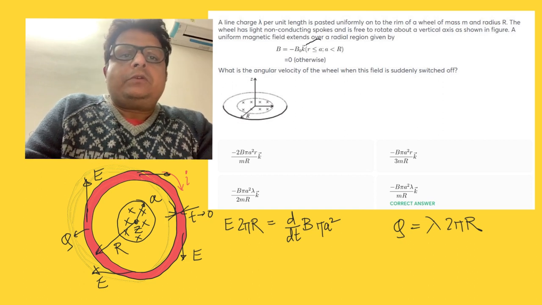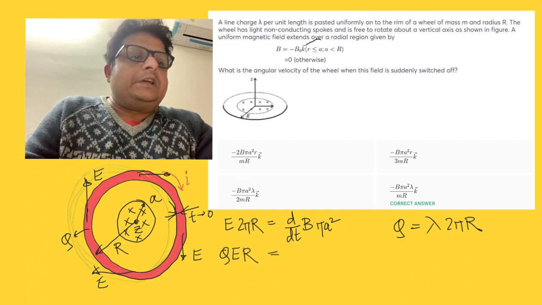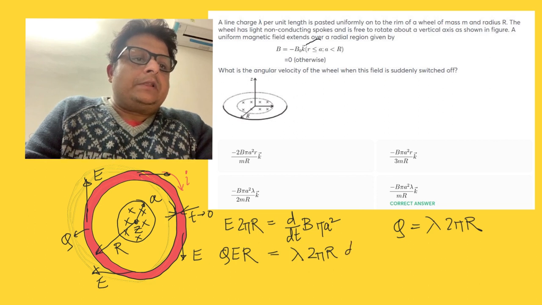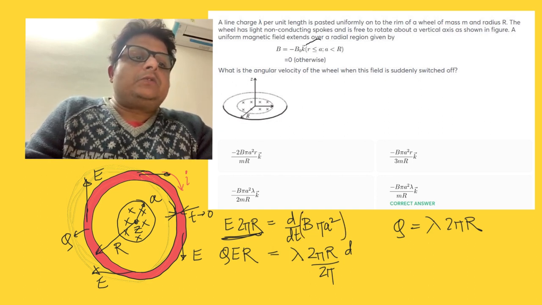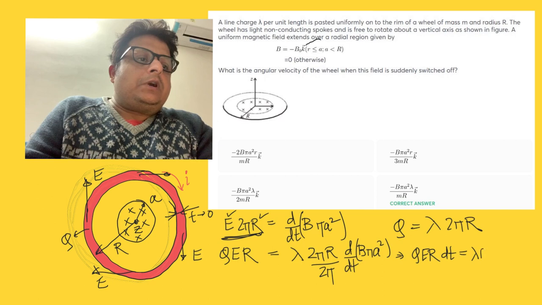So you got this E. Now what will be the torque on this? Torque is Q E, force, into R. Substituting Q as lambda into 2 pi R, into E into R. E into 2 pi R is d dt of phi, that is B into pi a square, so E into R is 1 upon 2 pi into d dt of B into pi a square. Therefore Q E R dt is equal to lambda into R into pi a square into dB. Now you integrate this.